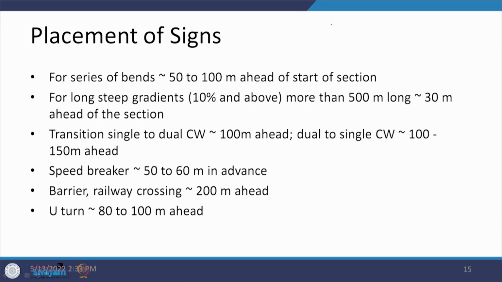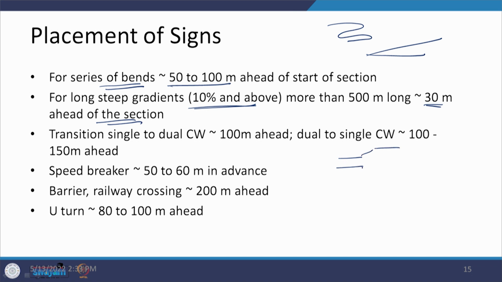In some cases, you may find that the road is something like this. So, if there are a number of bends, then signs need to be provided at 50 to 100 meters ahead of the start of such a section where a number of bends are going to be there. If we are going to have a road with a gradient which is 10% and above, then in that case these are provided at 30 meters ahead of the section. Then transitions are also possible. So, you may be on a road like this and it transforms into a bigger section, or it transforms from a bigger section to a smaller section. So, those possibilities are there.